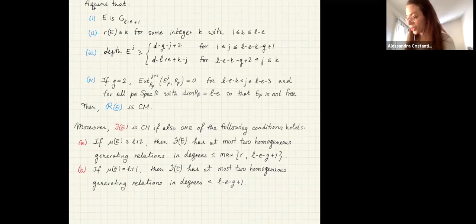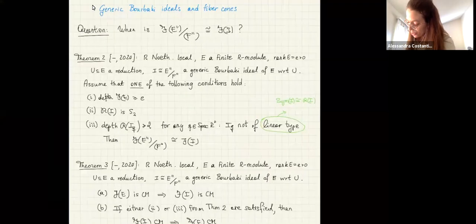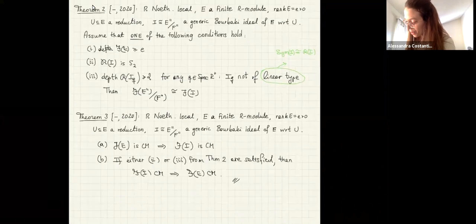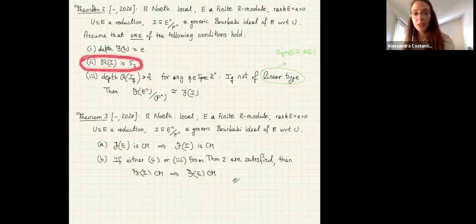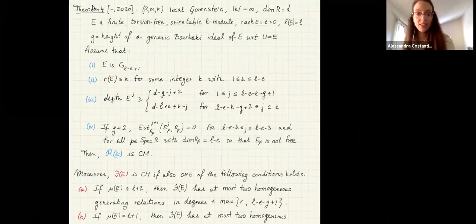So really, this is a result that tells you a class of modules for which both the Rees algebra and the fiber cone are Cohen-Macaulay. And really, I'm just forcing this deformation property this way. I'm assuming that the Rees algebra is Cohen-Macaulay, so this is the condition that is going to be satisfied. So where do these conditions come from?